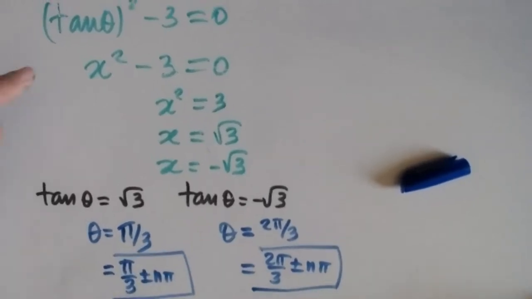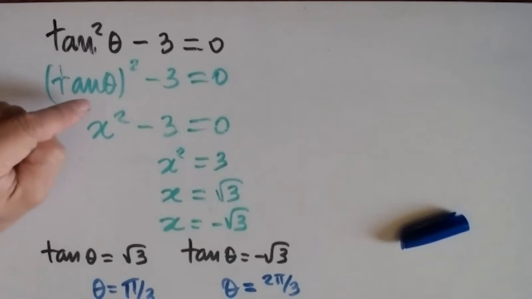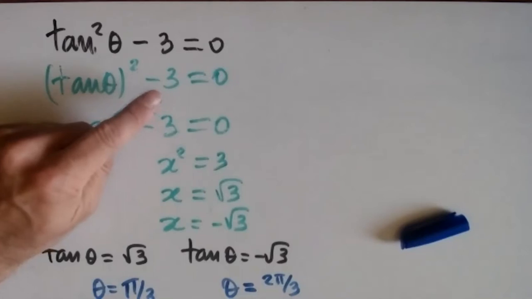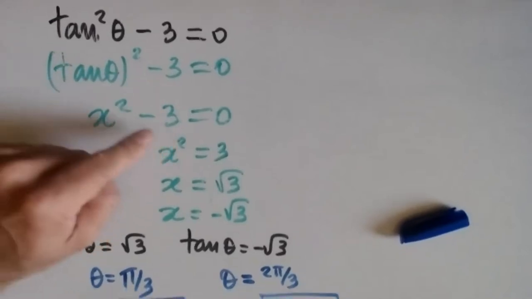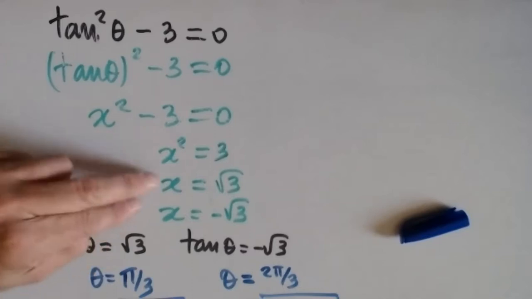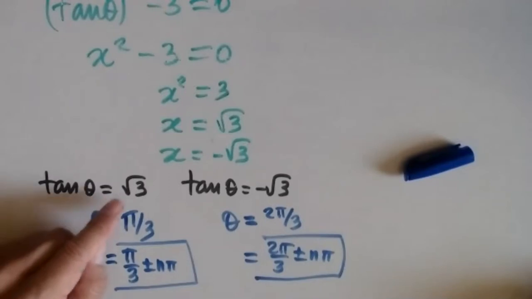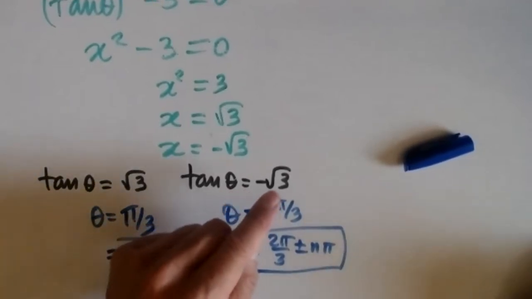Okay, again, horrible equation in trigonometric notation. Tangent squared theta is tangent of theta, everything squared, minus this. I change this by an x. Then I have this quadratic that is easy to solve. I have two solutions. Then I return the tangent. Tangent of theta equals square root of 3. Tangent of theta equals negative square root of 3.